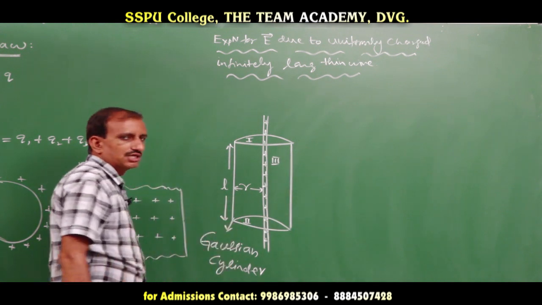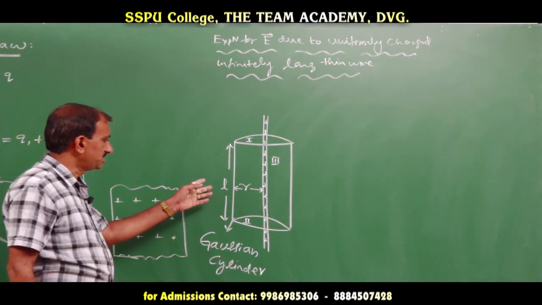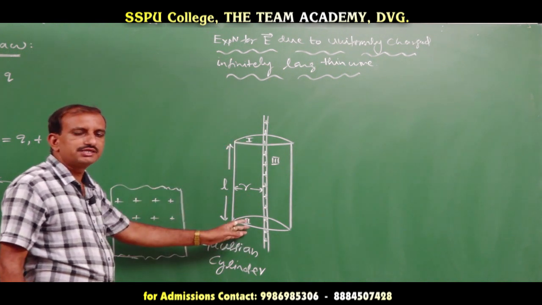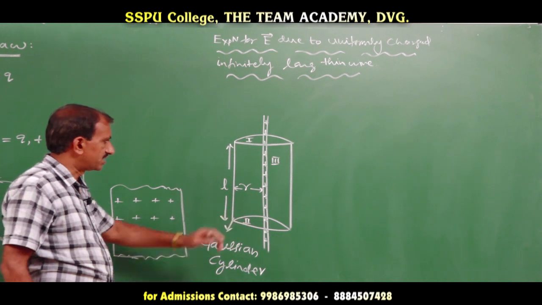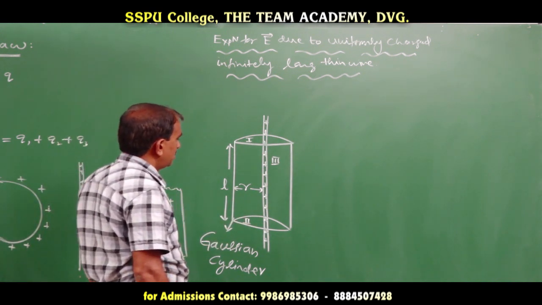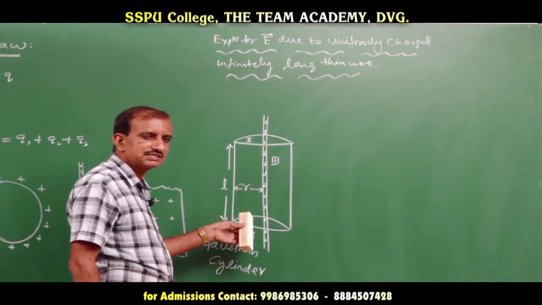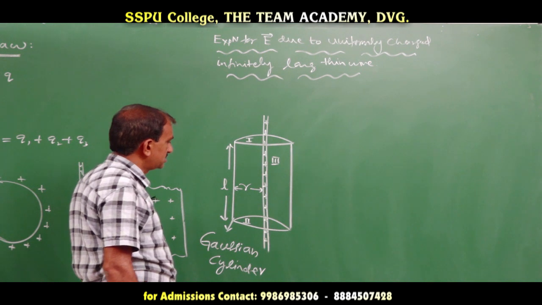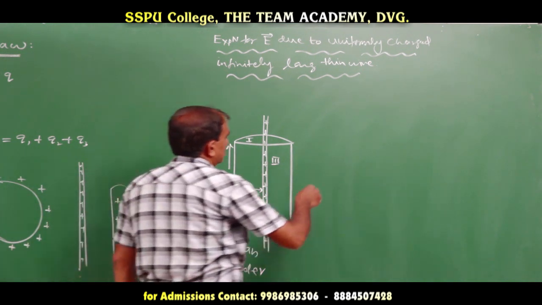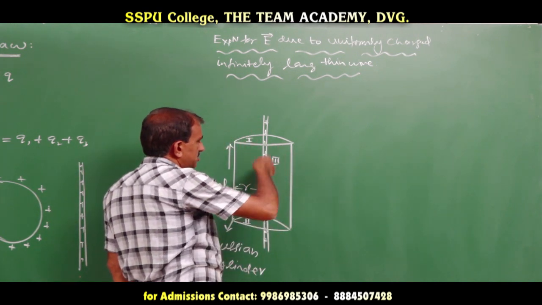Now we are going to find out the electric intensity due to this uniformly charged infinitely long thin wire. Let us find the electric flux through this closed Gaussian cylinder. What is the electric flux through this closed Gaussian cylinder? Before that, let us write down the linear charge density on the wire.